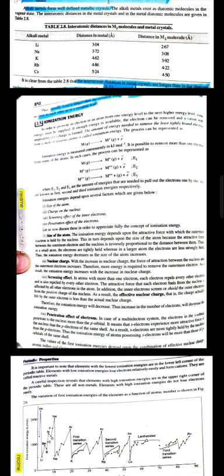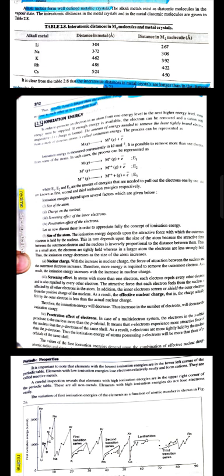Nuclear charge. With the increase in nuclear charge, the force of attraction between the nucleus and the outermost electron increases. Therefore, more energy is required to remove the outermost electron. As a result, the ionization energy increases with increase in nuclear charge.